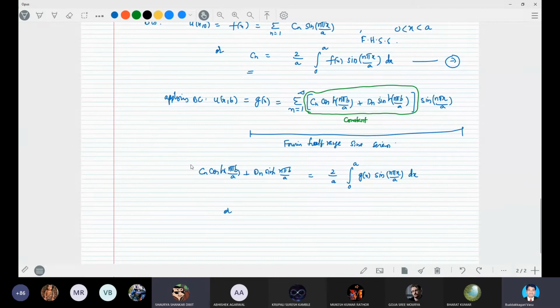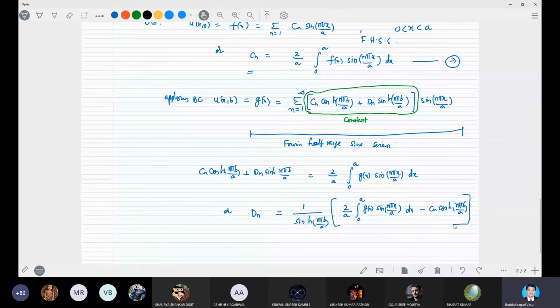What we require here, because everything with Cn is constant on the left-hand side, where Cn is known from equation 7, is to find only Dn. So from this we can write Dn equal to 1 over sinh(n pi b / a), times 2/a times the integral from 0 to a of g(x) sin(n pi x / a) dx minus Cn cosh(n pi b / a). This is Dn, right? Clear?